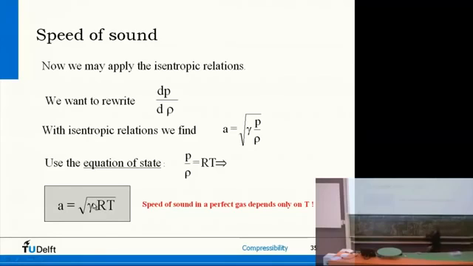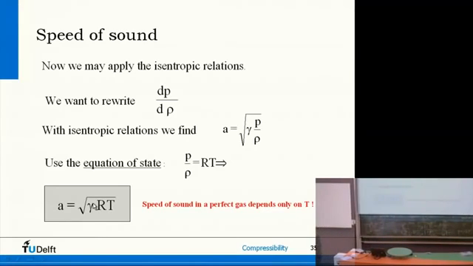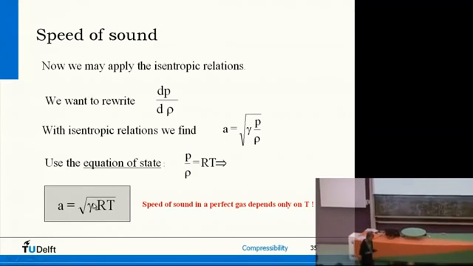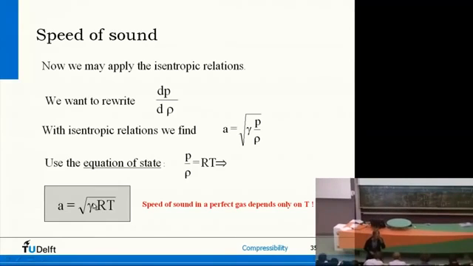Oh, sorry, yeah, A, thanks. So, doing all these manipulations, I found a very strong relation. A is the square root of gamma RT. Gamma, ratio of specific heats, R, gas constant, T. So the speed of sound only depends on the temperature. But this means if I significantly change the temperature, my speed of sound changes, right?